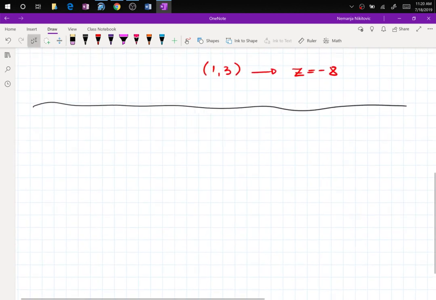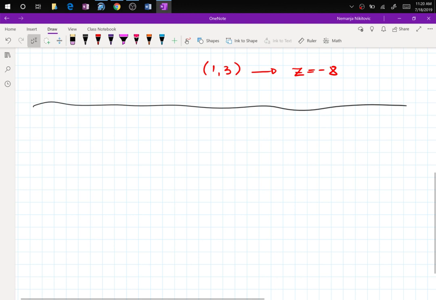So a function in R3 is mapping two-dimensional points into a one-dimensional value. So you have two in the domain, one in the range. It's a 3D concept.